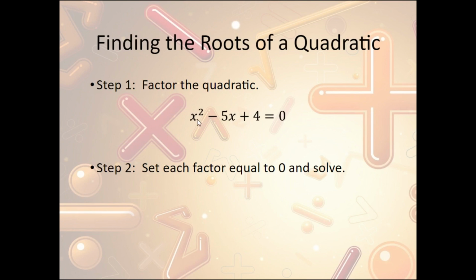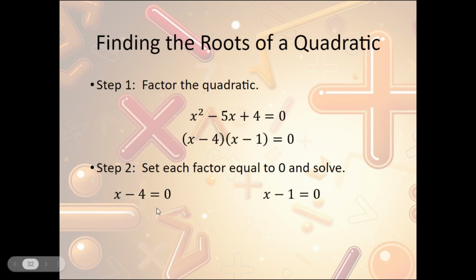So when we have x squared minus 5x plus 4, we would use our magic x, and once we do that, we should see that x minus 4 times x minus 1 is equal to 0. So we factor this out. Now we take each of those parts and set them equal to 0. So x minus 4 is equal to 0, and x minus 1 is equal to 0. Now we just solve for x. We add 4 to both sides, and we get x equals 4. We add 1 to both sides, and we get x equals 1. So the zeros, or the roots, or the x-intercepts, whatever you want to call them, for this equation are x equals 4 and x equals 1.